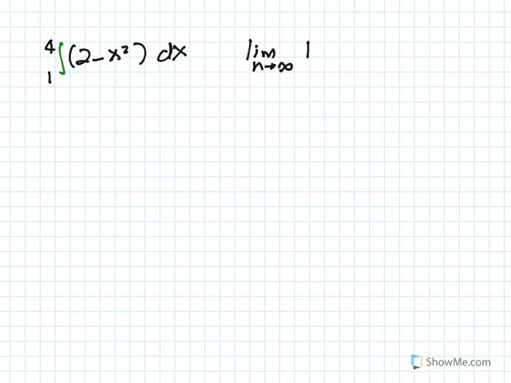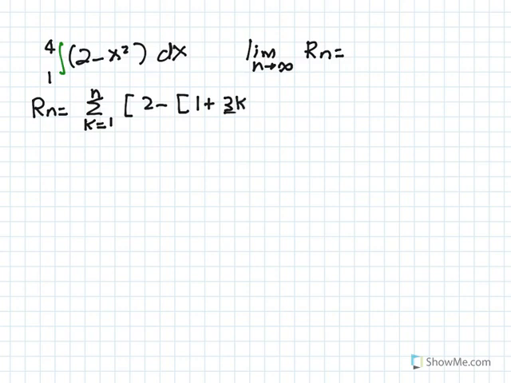All right, so let's simplify Rn and then evaluate the integral of 2 minus x squared dx. This integral can be evaluated by taking the limit as n goes to infinity of Rn. So Rn is the right-hand Riemann sum. That's equal to the sum, k goes from 1 to n, of 2 minus (1 plus 3k over n) all squared times 3 over n. We need to do a lot of algebra on this, but before doing that, we need some tools first.